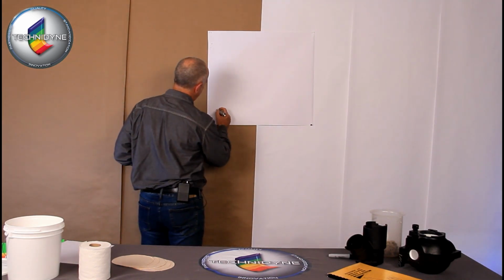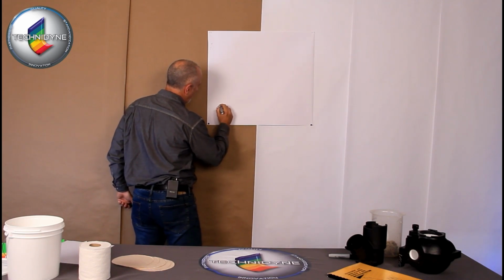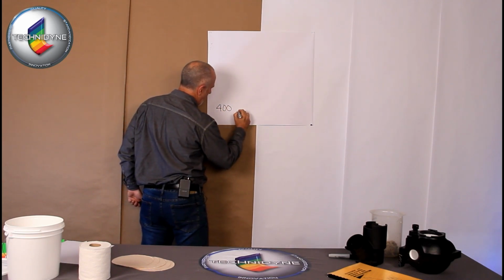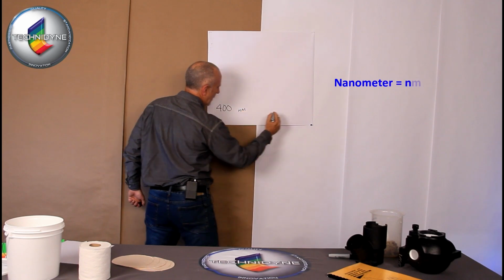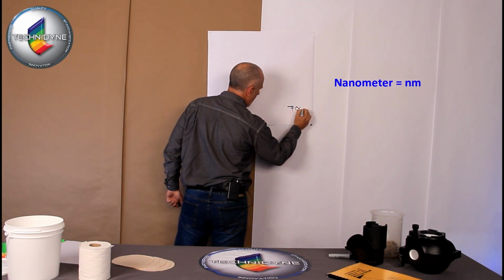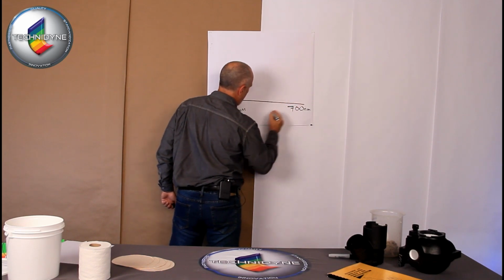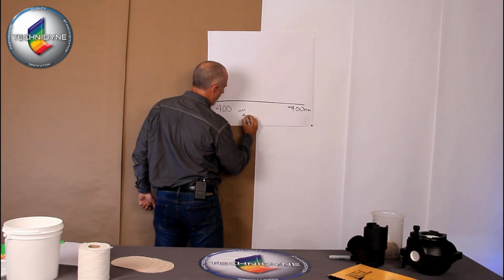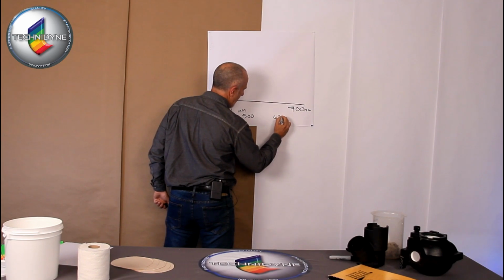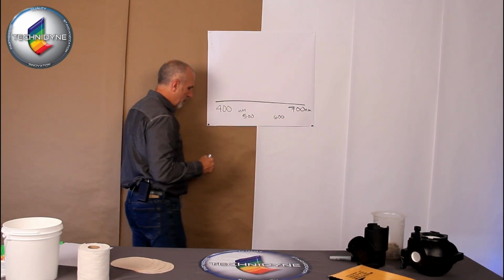Okay, so we'll say 400 nanometers (nm) to 700 nanometers. Okay, so 400, 500, 600 nanometers, that's what we call visible light.